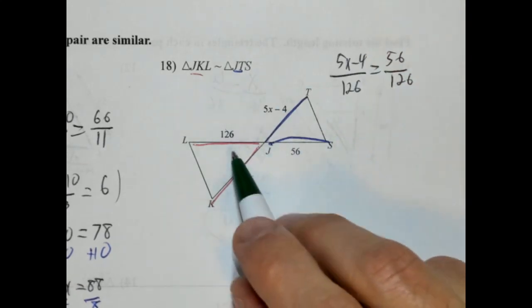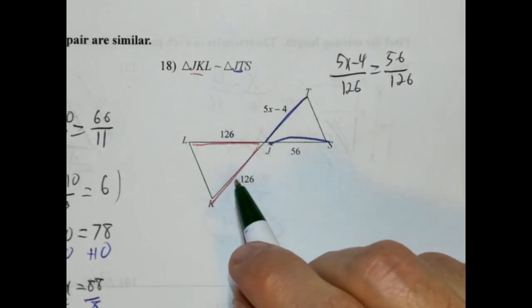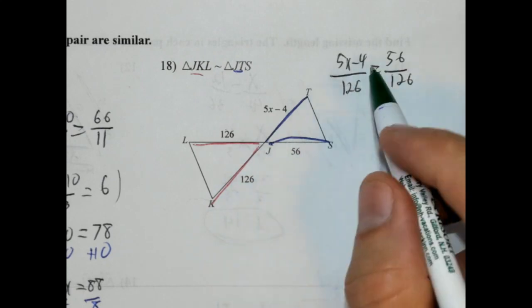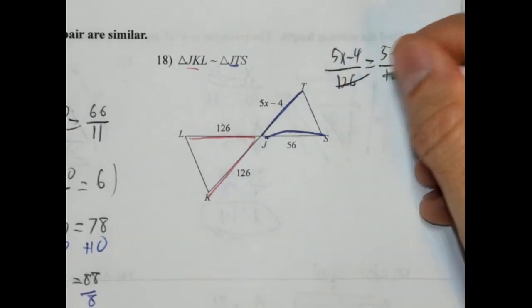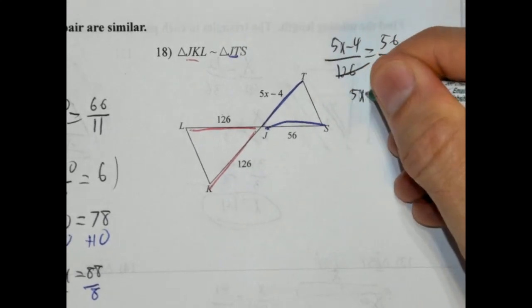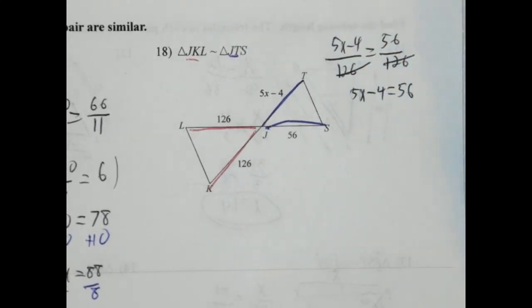Oh, look at this. This is an isosceles triangle. Interesting. I was getting confused there. So this is actually equal to 56. Because if we multiply both sides by 126, those go away. Okay, that makes our life a lot easier. So 5x minus 4 equals 56. I got confused. I thought I miswrote it.